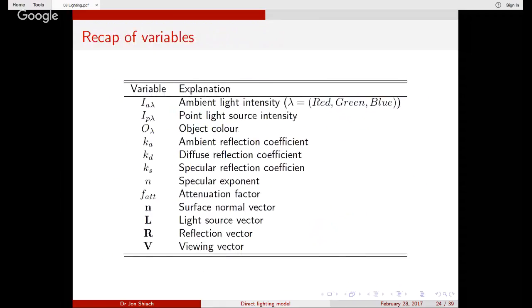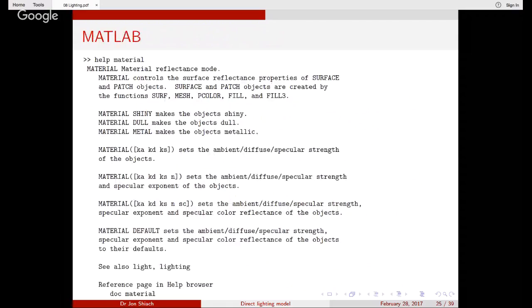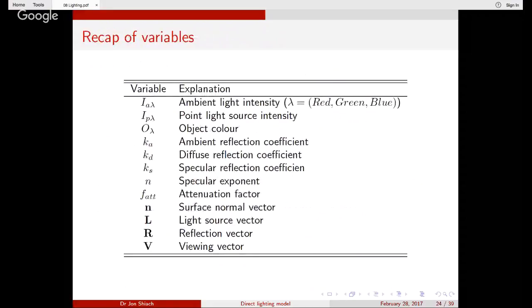Lots of variables. I'm not expecting you to get it straight away. I was about to say I'm not expecting you to remember this, but I'm afraid it could pop up in your exam. So just go through the variables. It's not too difficult to remember them. Remember, I is intensity. Subscript A means ambient light. Subscript P means point light.